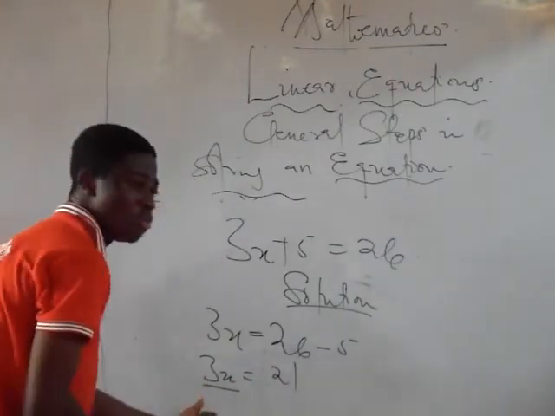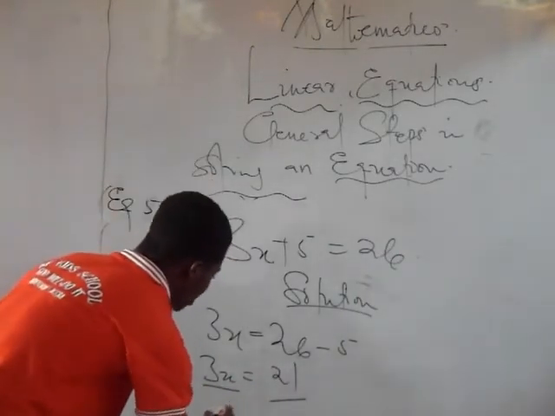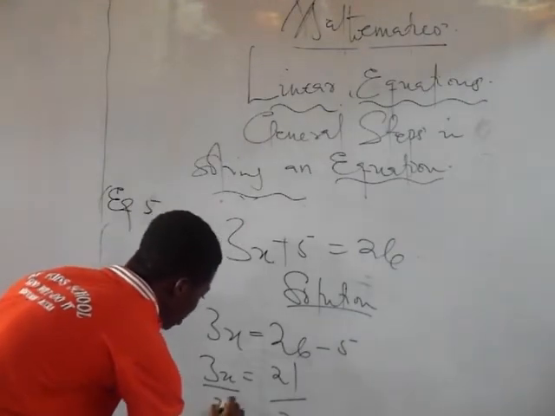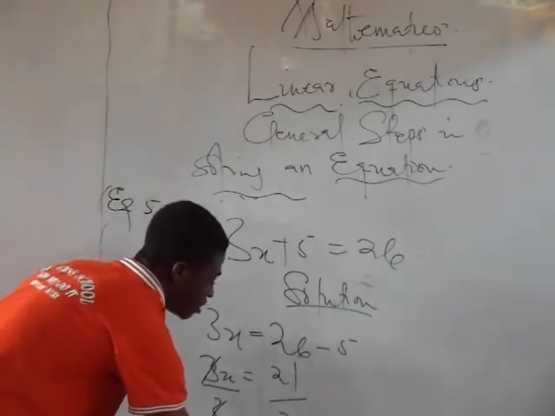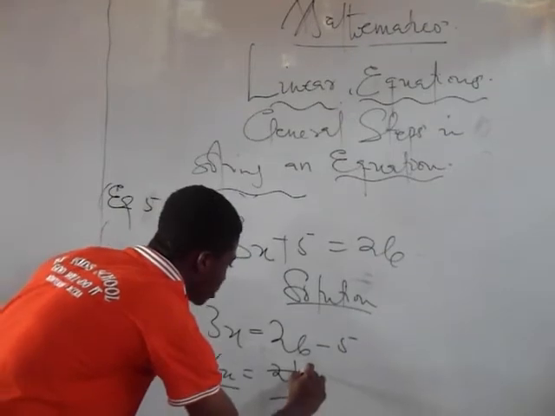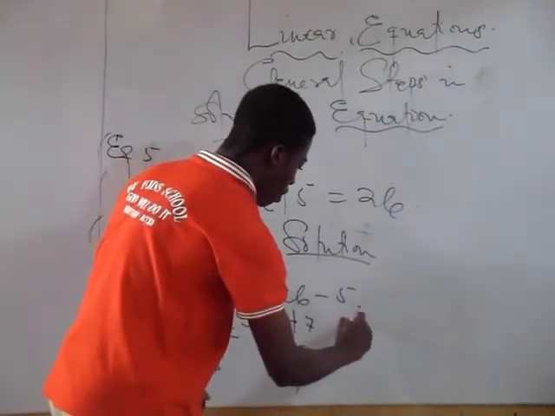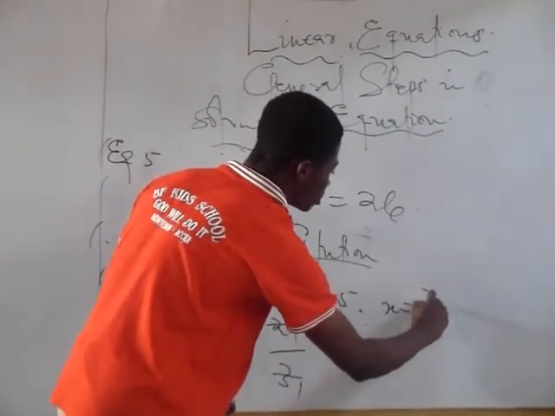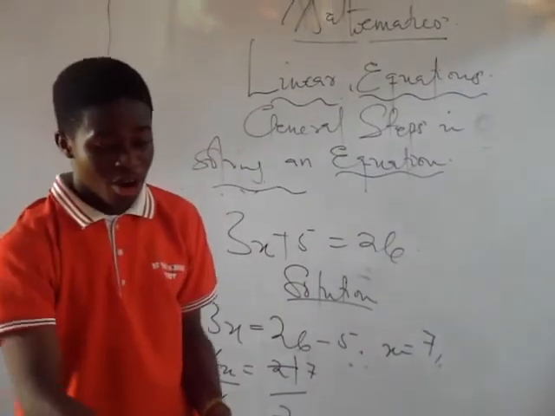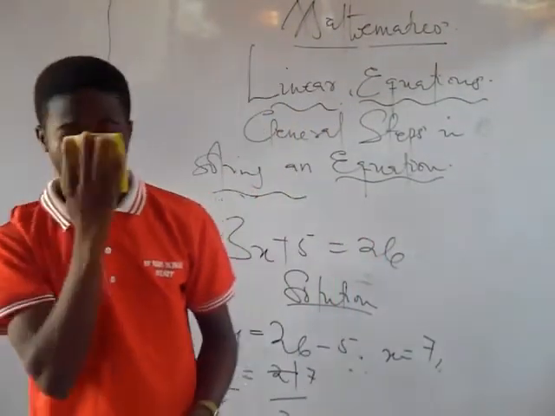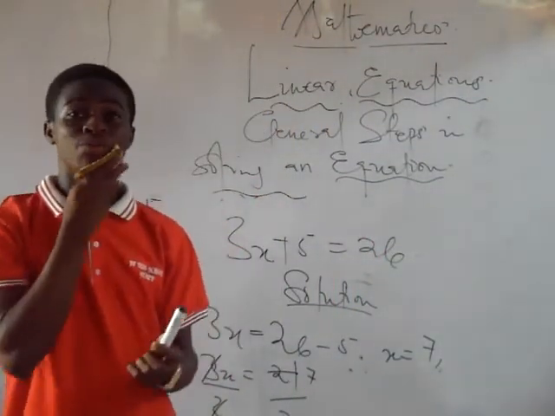Divide both sides by the coefficient of x, which is 3. 3 divides itself 1. 3 divides itself 1 and divides 21 7 times. Therefore, you have x equals 7. I hope you all had the answer, and it's very simple for you.